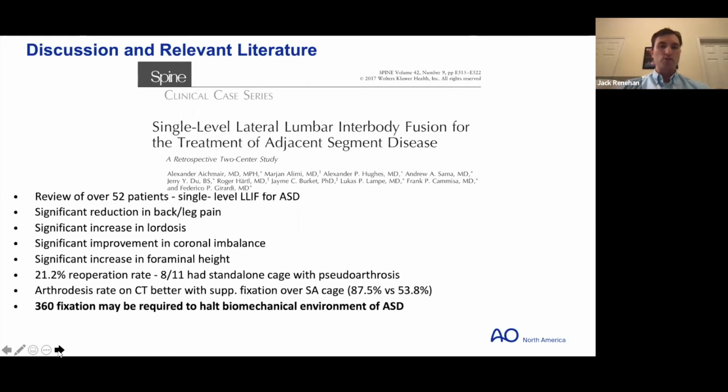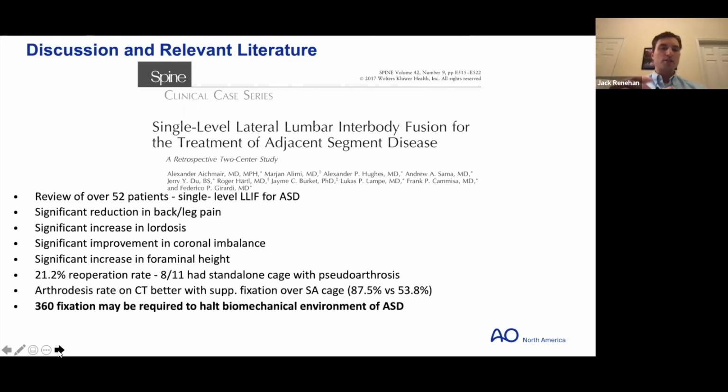So they looked at 52 patients at these 2 centers, and all they did was a single level lateral interbody fusion at that adjacent level. And they found significant reductions in leg pain and patient outcome scores. They improved the lordosis. There's also a significant improvement in the coronal imbalance. So sometimes patients had an asymmetric foraminal stenosis, and that was improved. The foraminal height improved significantly. So radiographically and for patient outcomes, for the most part, things looked very good.